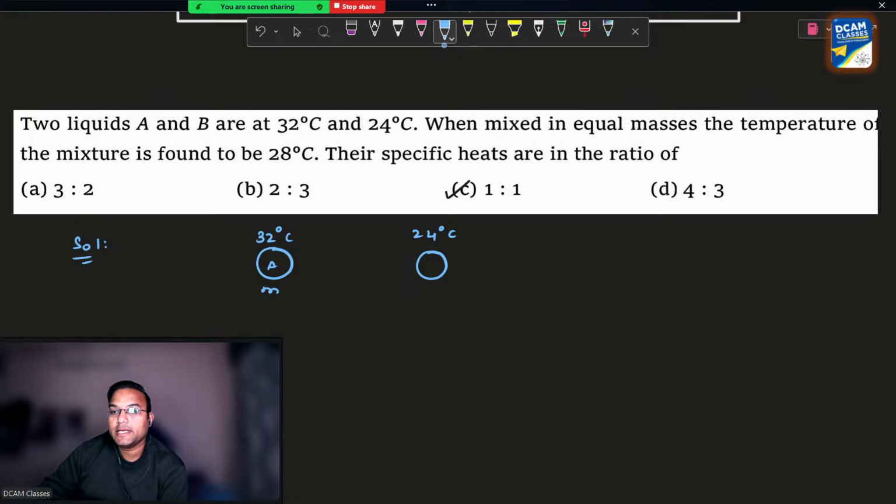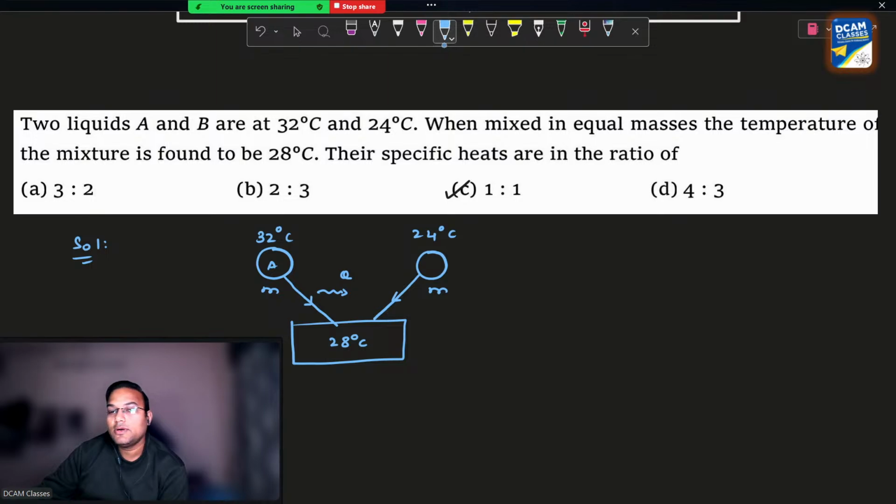The mass is same. When they are mixed, the temperature of the mixture is found to be 28 degrees Celsius. So what happened? A has decreased its temperature from 32 to 28, so some amount of heat would be lost, and the B temperature has increased.